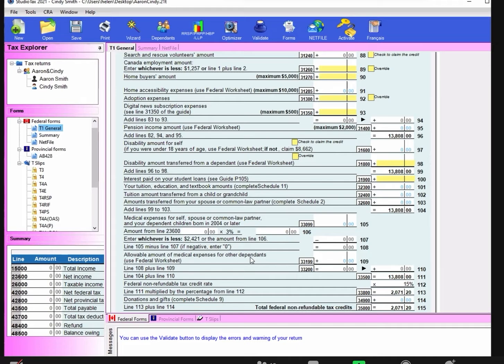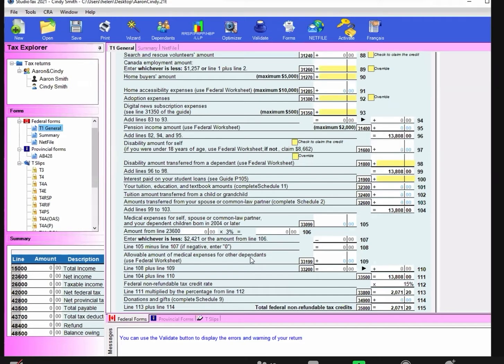So 105 is for core family medical expenses. If you have other dependents, for example Tom and Jackson, Tom is Aaron's father and Jackson, who I gave you yesterday, is Cindy's father, something like that, then you put them on 109. You cannot put them together. 105 is core family, spouse and the kids. The other dependents go on 109.